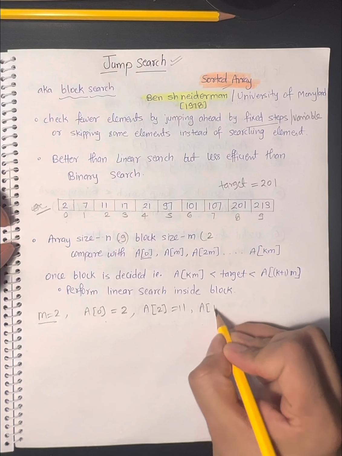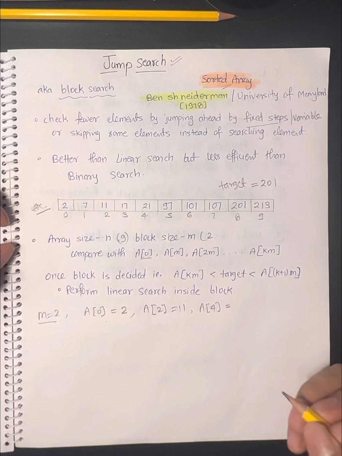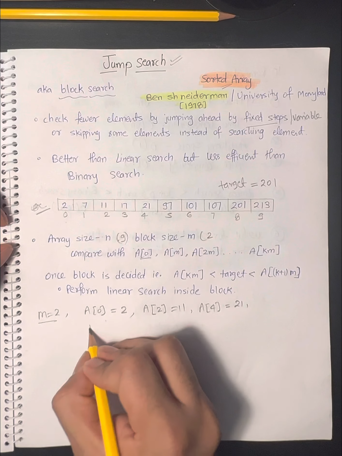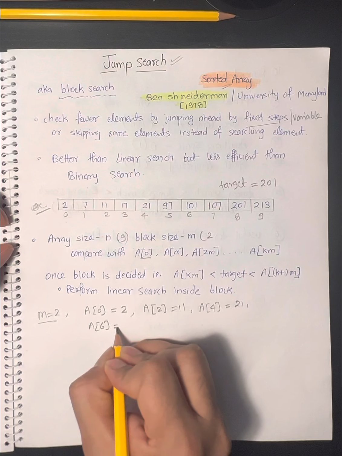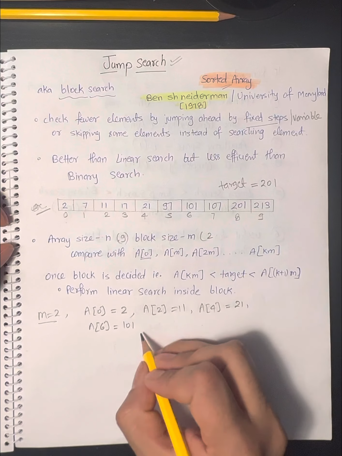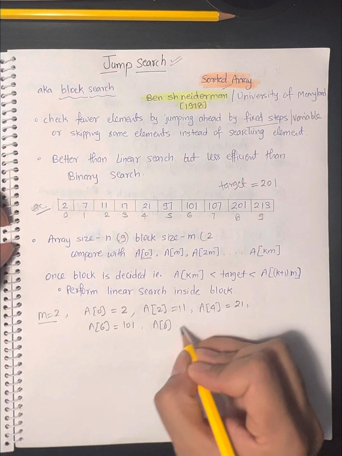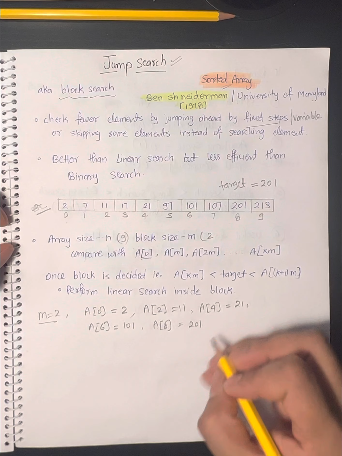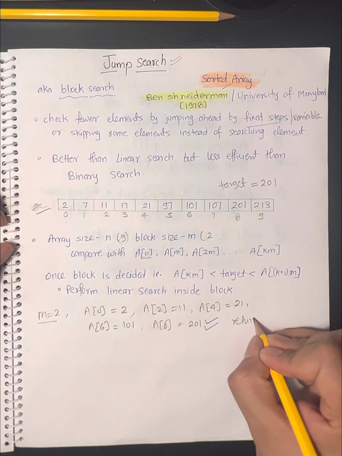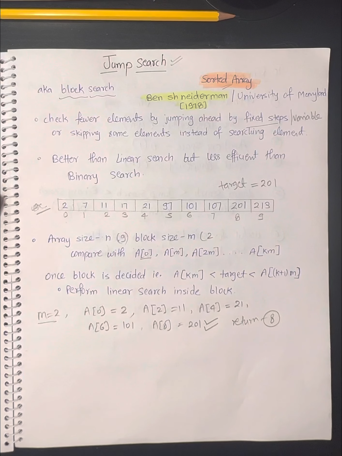We move to a[4]. We check here. Is it 21? It's less than that. If we move one more block, a[6], we see it's 101. It's less than 201. No. We move to the next block, a[8]. We find 201. Okay, we found our answer. So we return 8, the index where we found our value.